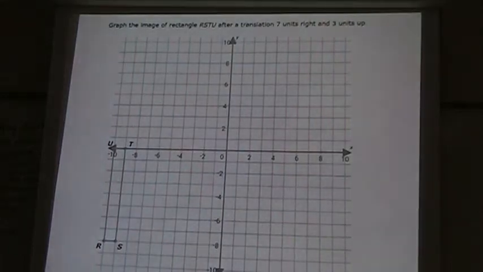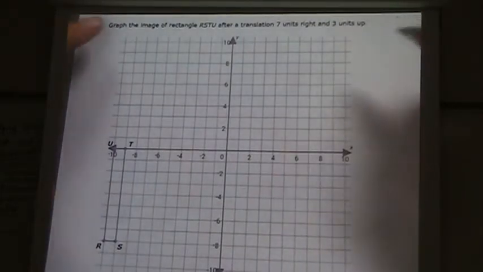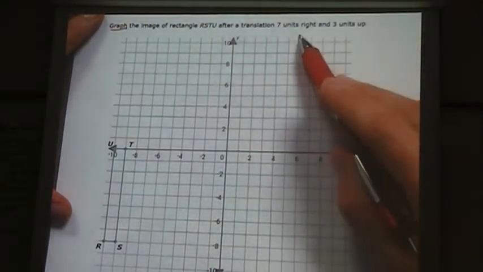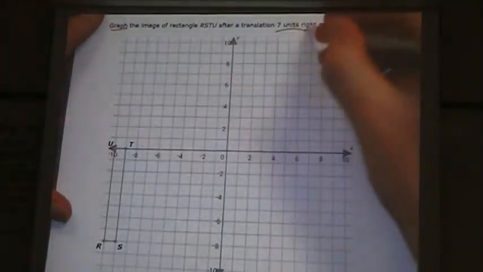All right, here we are. Translations examples. Now, remember, translations are a slide. And in this particular problem, it's going to tell us how to translate. Graph the image, so we're graphing, of rectangle RSTU after a translation of 7 units right and 3 units up. Okay? So 7 right, 3 up.